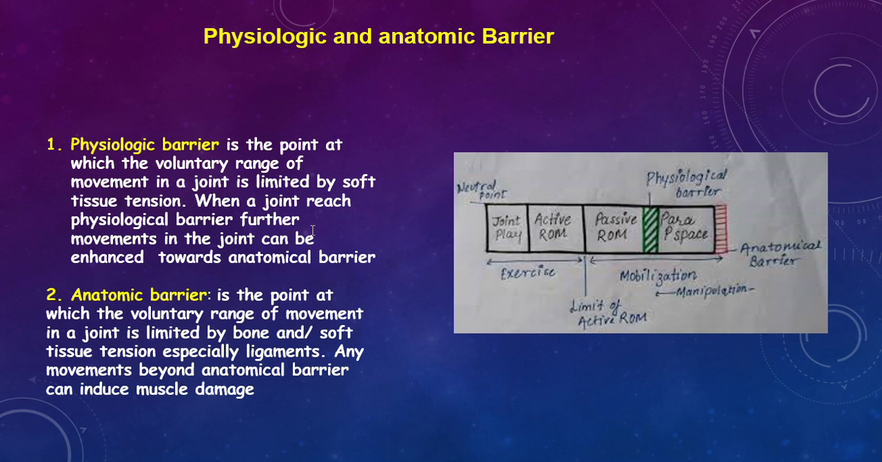So this second barrier is actually called the anatomic barrier. The anatomic barrier is the point at the voluntary range of motion of the joint that is limited by bone and soft tissue, whereas the physiologic barrier is limited by soft tissues like muscle, tendons, and ligaments. So normally, when there's no injury to any part of the body or to any joints in the body, we all have normal physiologic barrier. That is, we can turn as much as we are supposed to turn.